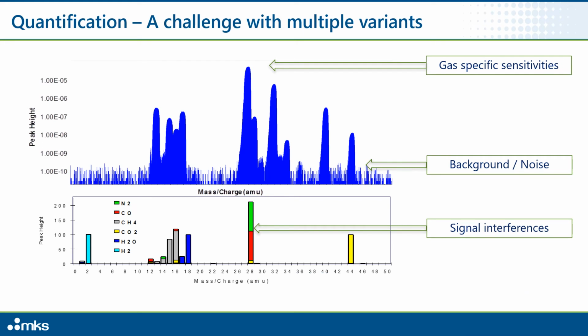And finally, there are some signal interferences where gases have the same molecular mass. The most common example here is nitrogen and carbon monoxide, which both show signals at 28 AMU.